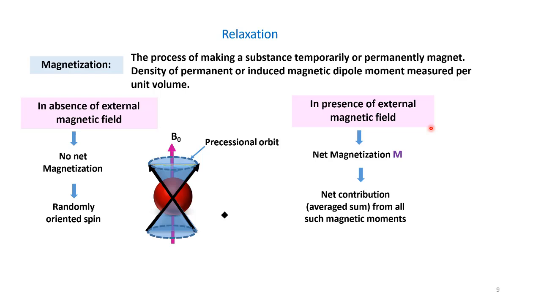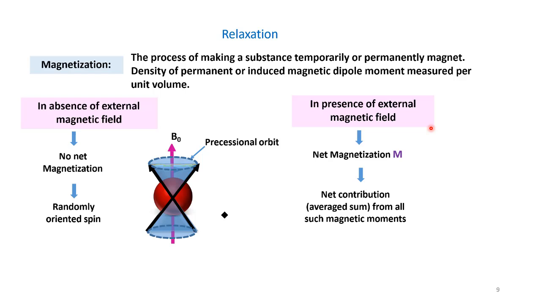Then the relaxation. Once the nuclei absorb some of the magnetic field, they go to the excited state, as I've told. Then it will relax back. That is the relaxation period, the time period. Magnetization is the process of making a substance temporarily or permanently magnetic. That means upon absence of the magnetic field, there will be no magnetization. Then it will be randomly oriented spin.